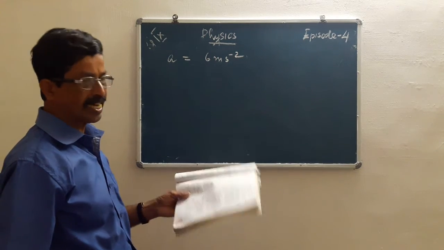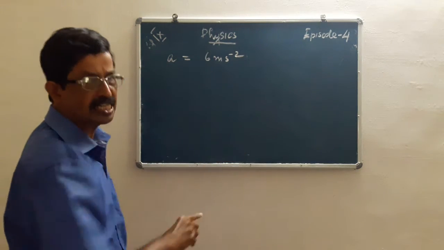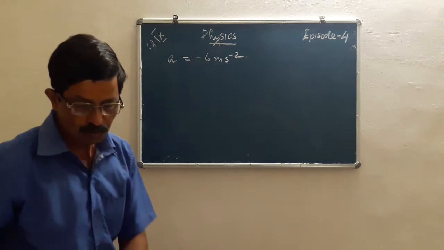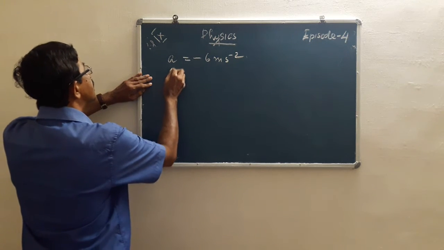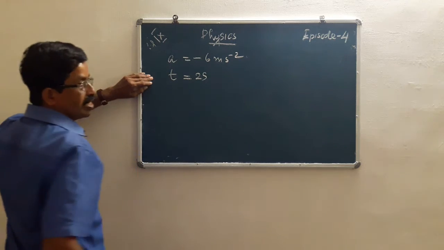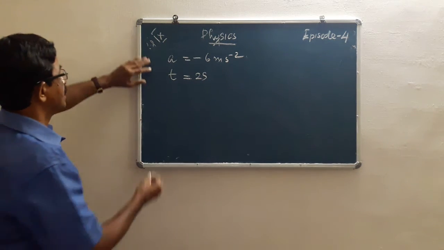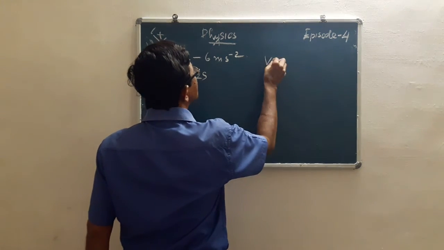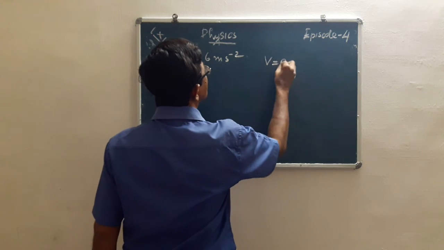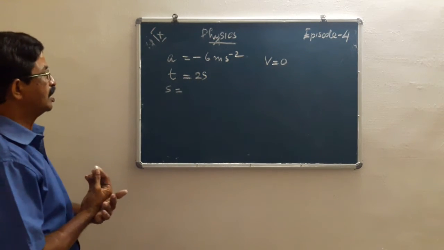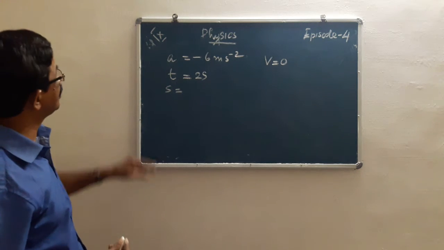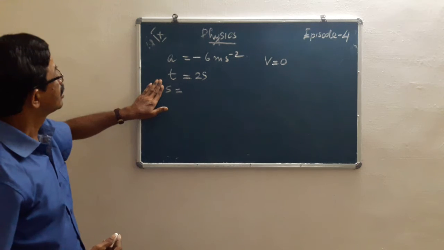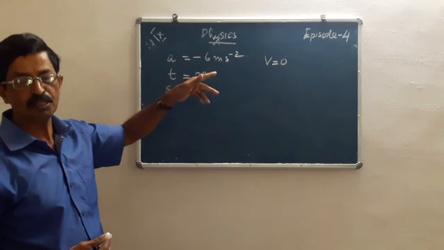See, in the opposite direction of motion. That means the car is moving forward, acceleration is in the backward, so a is equal to minus 6 meter per second square. If the car takes 2 seconds to stop, that means the time taken is 2 seconds. Now we want to find out the distance traveled by the car. The car is stopped, so v is equal to 0. Final velocity becomes 0. Now we want the initial velocity, because we know s equal to ut plus half at square. Initial velocity is required.